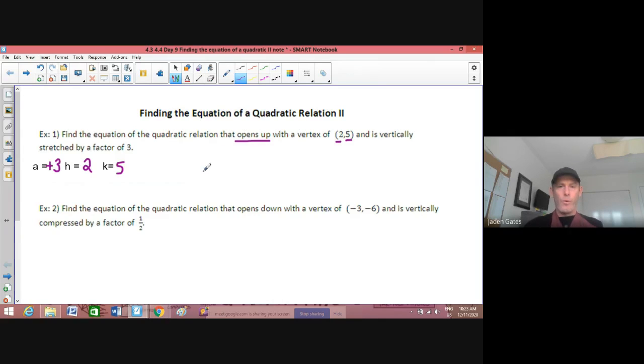And so now, when I find the equation by writing it down, I get y equals, my A always comes first, 3. Then I have x, and then minus, my H value is 2, so I plug in a 2 there, squared, and then I put my K afterwards, plus K, which is a 5. There we go. And there's the equation of my parabola.